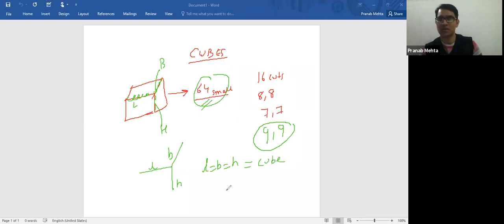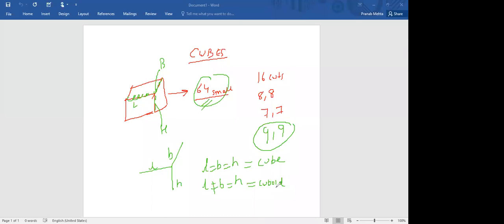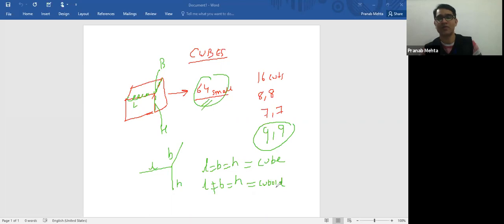Yes, sir. The moment there is any difference between L, B, and H, length, breadth, and height, for example, let us assume length is not equal to breadth, but breadth is equal to height, it won't be a cube, it will become a cuboid. Is this part clear with all of you? I'm trying to give you just simple information. When we talk about cube, the first thing you need to understand is the difference between cube and cuboid.